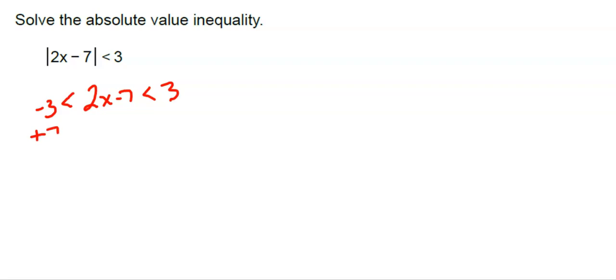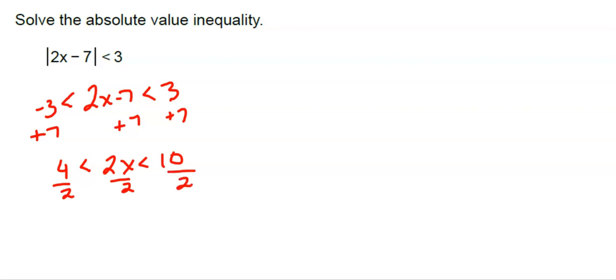We'll add 7 to all three parts, and we'll have 4 is less than 2x, which is less than 10. And then divide all three parts by 2. Once again, it's a +2, so we don't have to flip the signs around. And we get 2 is less than x, which is less than 5. In interval notation, we would say that our numbers for x are between 2 and 5. We are not including either one.